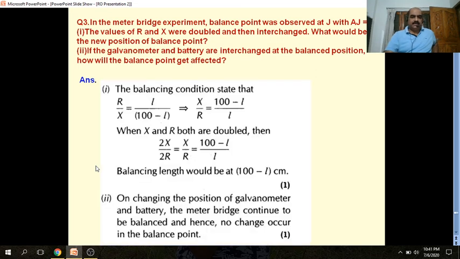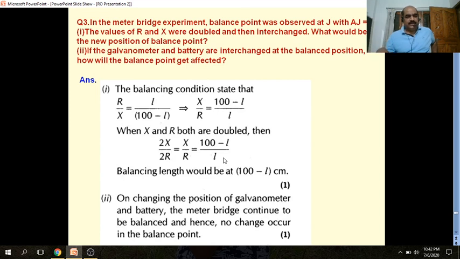Let's see what will be the answer here. The balancing condition states that R by X equal L upon 100 minus L. So X by R equal 100 minus L upon L. When X and R both are doubled, 2X upon 2R is also equal to X by R. So the balancing length would be the same, at 100 minus L centimeter.